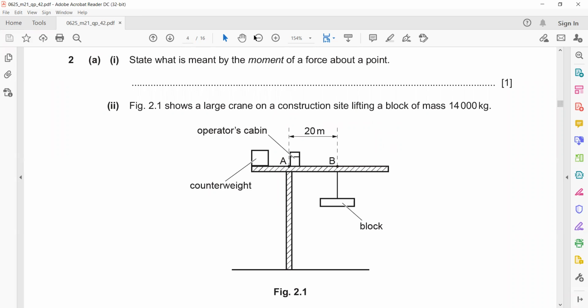Question 2a. What is meant by the moment of force about a pivot? So moment of the force. What is the meaning of moment of force about a pivot? It means the turning effect of the force, or we can say when force can rotate the object, we call that as moment of force.